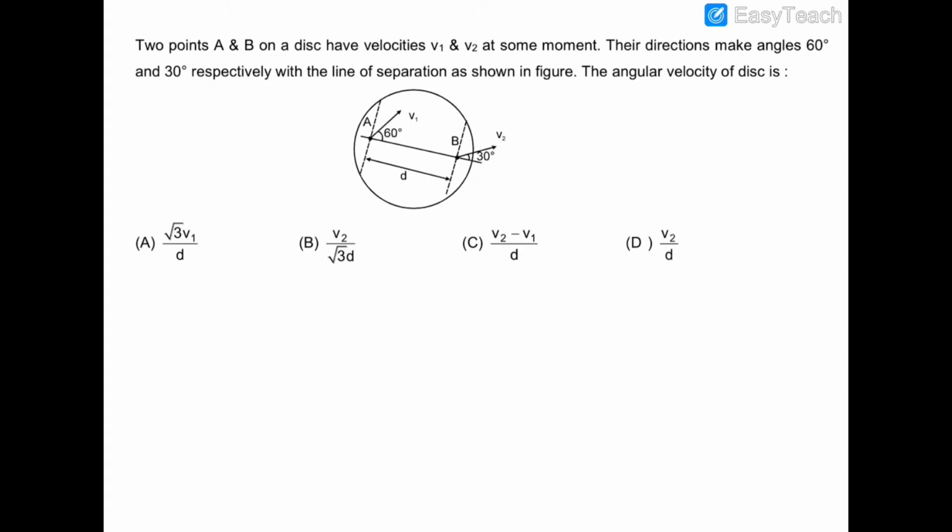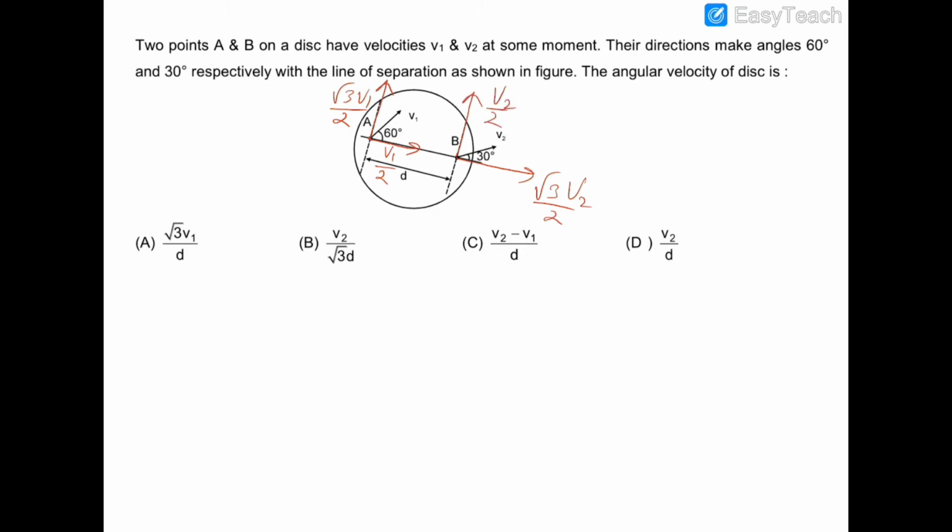Now in this first case, you can see that these points are lying on the disk. If I resolve them into two directions, this one is v1 cos 60, which is v1 by 2, and this one is v1 sin 60, which is root 3 v1 by 2. Now the component of v2 along this direction is root 3 v2 by 2, and the component of v2 along this direction is v2 by 2.